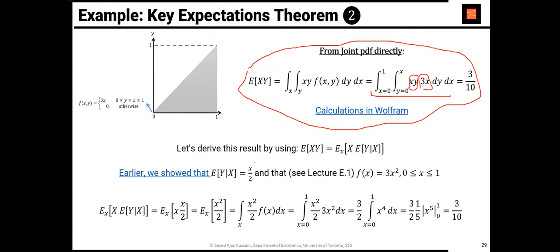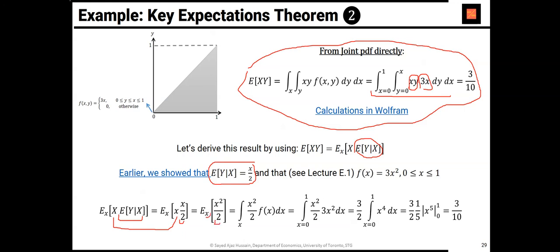In a previous slide, we showed that the expectation of y given x was x over 2. That's this feature right here. So here's your expectation of y given x, your x over 2. And now we know that we have to multiply this by x. Here's your x, here's your x. X squared divided by 2, right? That's exactly what you see here.